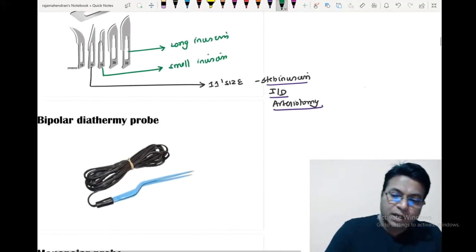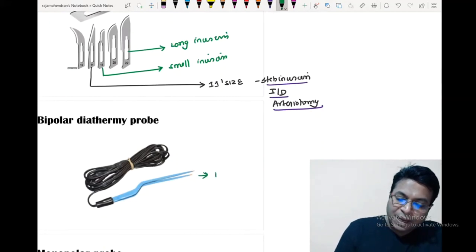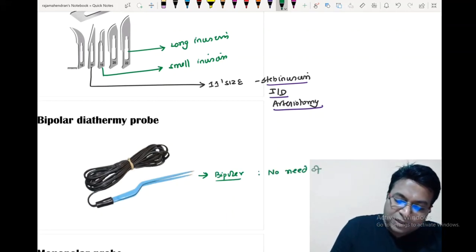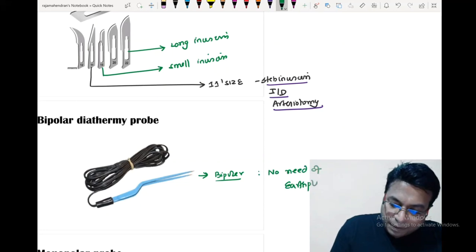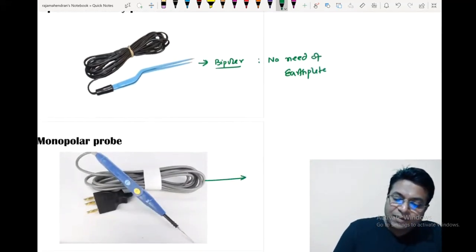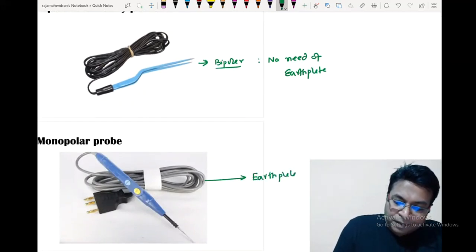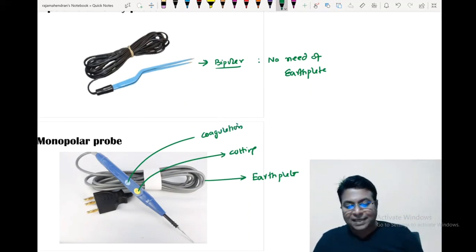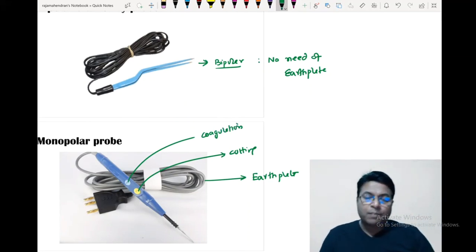This is a bipolar probe used for surgeries. There is no need of an earth plate in this case. No need of an earth plate for these bipolar probes. This is a monopolar probe. We need an earth plate. The earth plate should be kept. There are two buttons. The yellow button is for cutting the tissue. The blue button is for coagulation of the tissue. This is a commonly used probe in practice, known as the monopolar probe or monopolar diathermy.